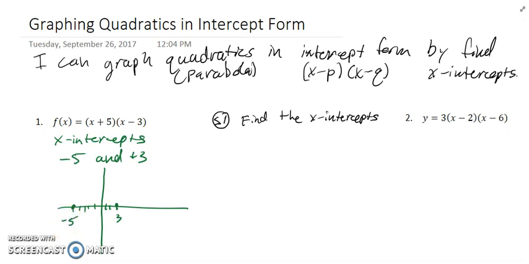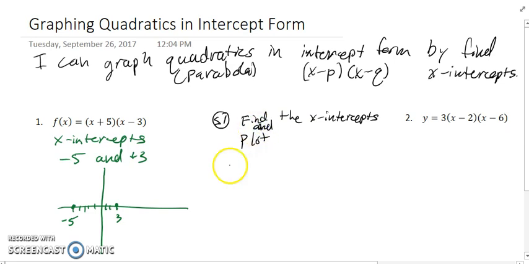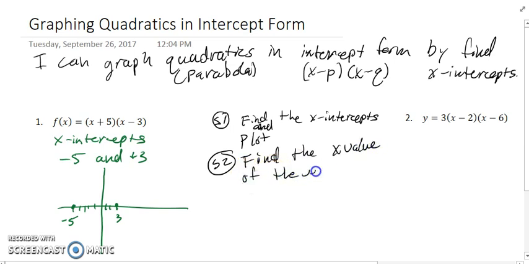Now that we've done that, we also plotted them. So we find, and then we plot the x-intercepts. Write the word "and" here. So in step 2, now we need to start forming our U shape. And so what we need to do is find the x value of the vertex.